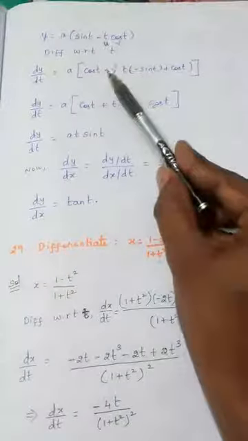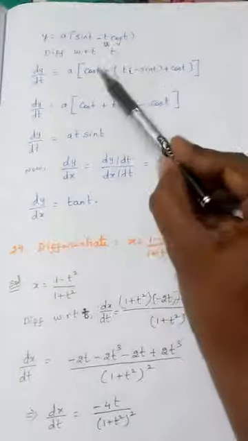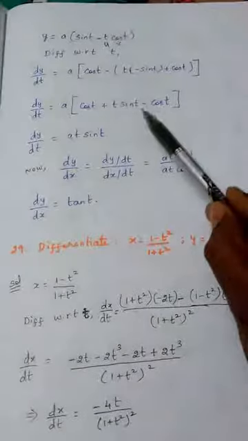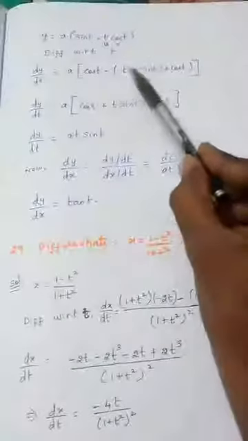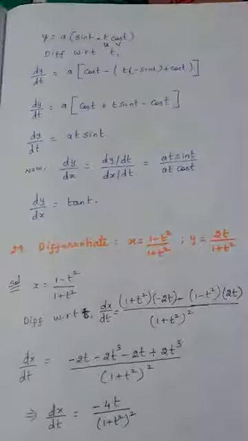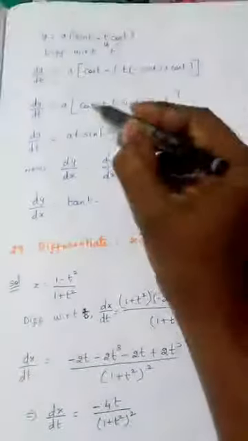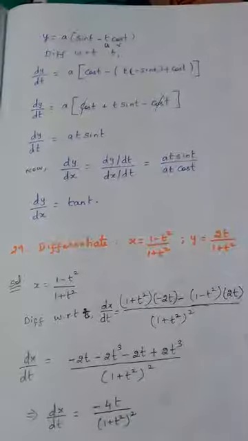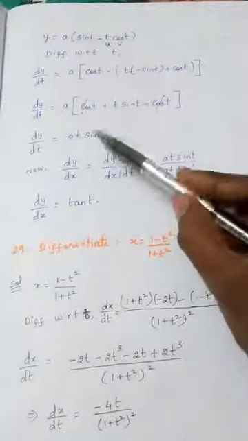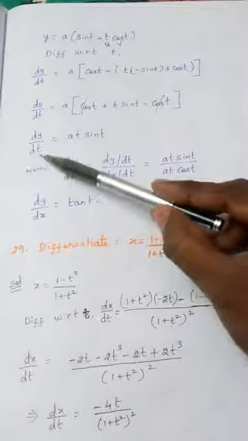So actually bringing this minus sign inside, you will get this, because minus into plus becomes minus, and minus into minus is plus t sin t. I hope you understand. And here also cos t and minus cos t get cancelled, so t sin t remains. This is the value for dy by dt.